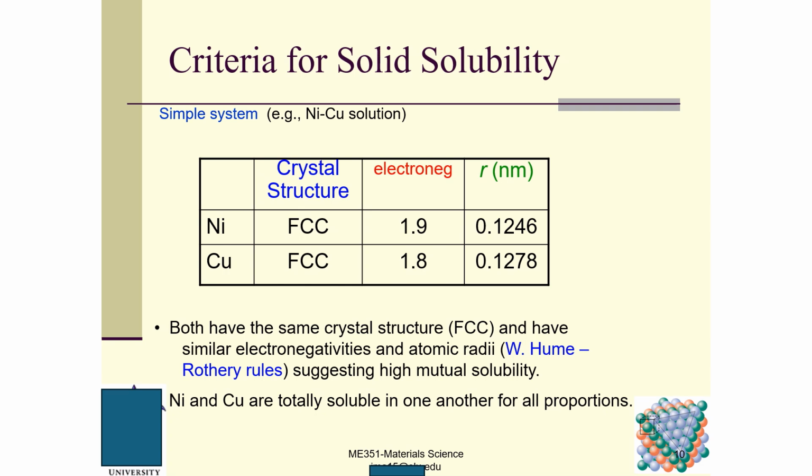These are called the Hume-Rothery rules. Two scientists found these rules, which suggest high mutual solubility. So nickel and copper are totally soluble in one another for all proportions from 0% to 100%. Any questions? I hope you can use your own language to tell people why nickel-copper is called an isomorphous phase diagram.